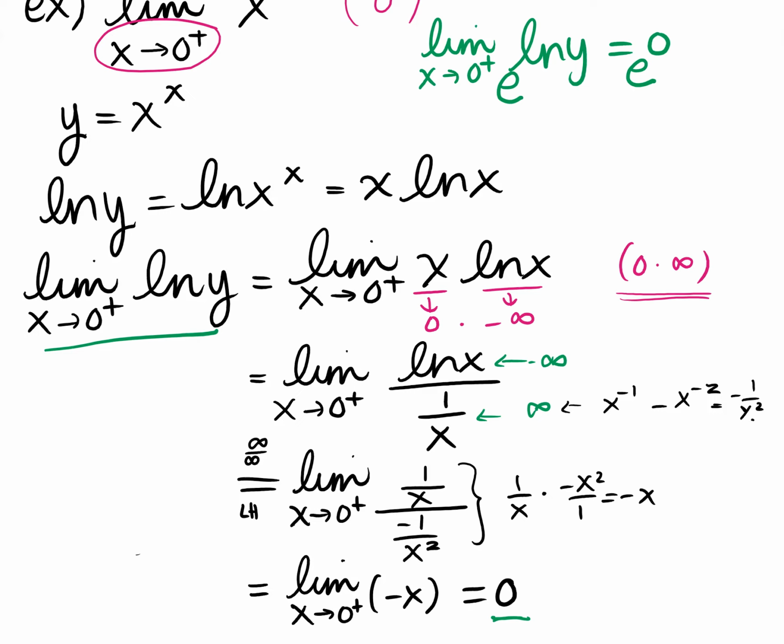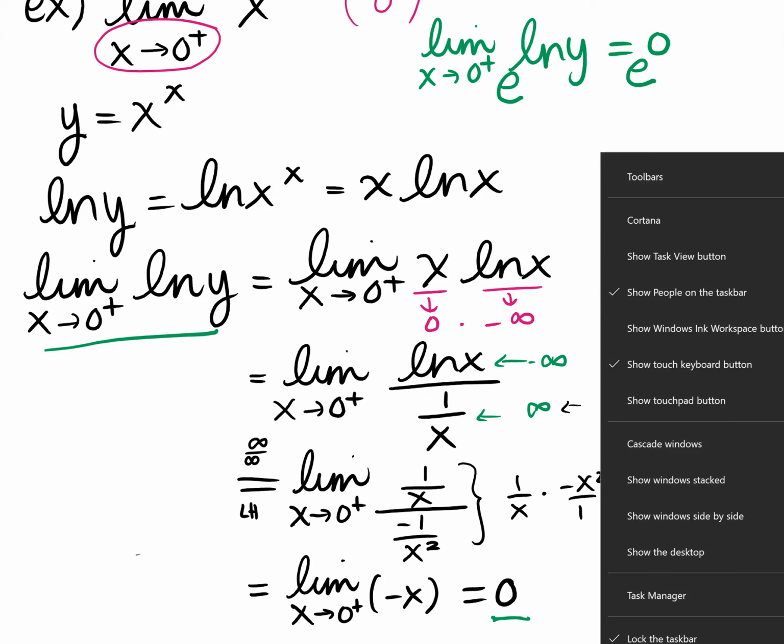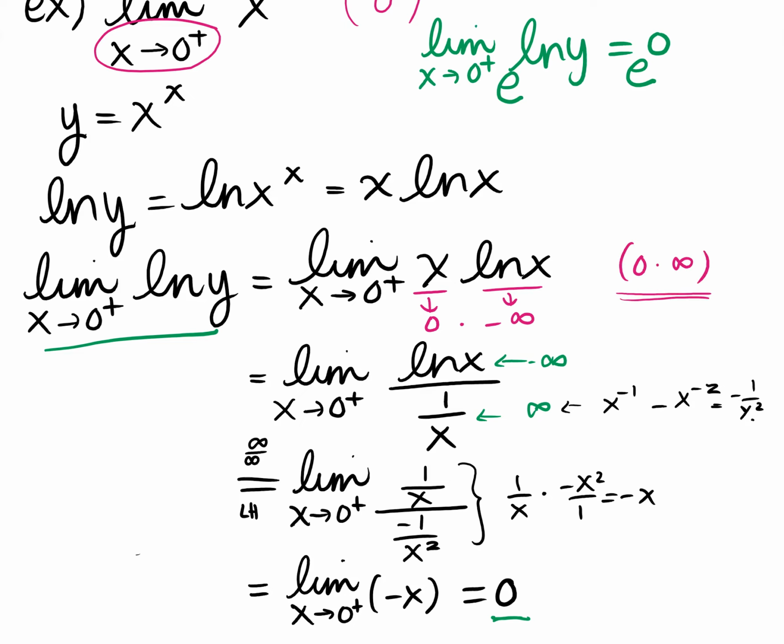I'm going to take e raised to the natural log of y and e raised to the 0. I can do that. Why do I do that? Because then the e and the natural log cancel. So I'm left with the limit as x approaches 0 of y equals e to the 0, and e to the 0 is 1.